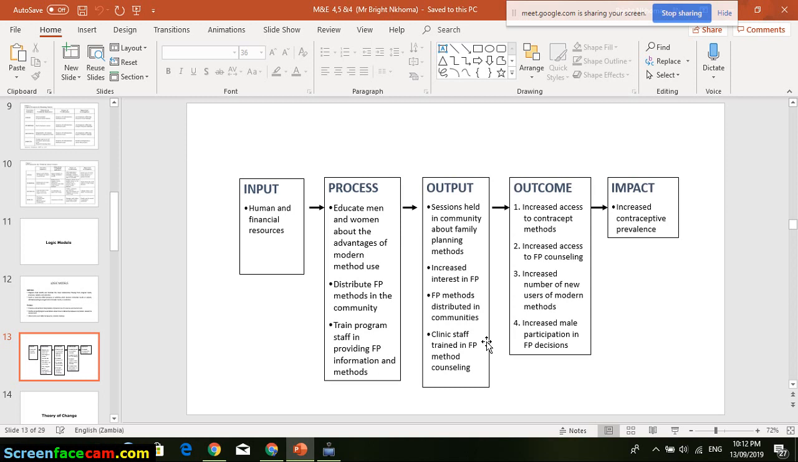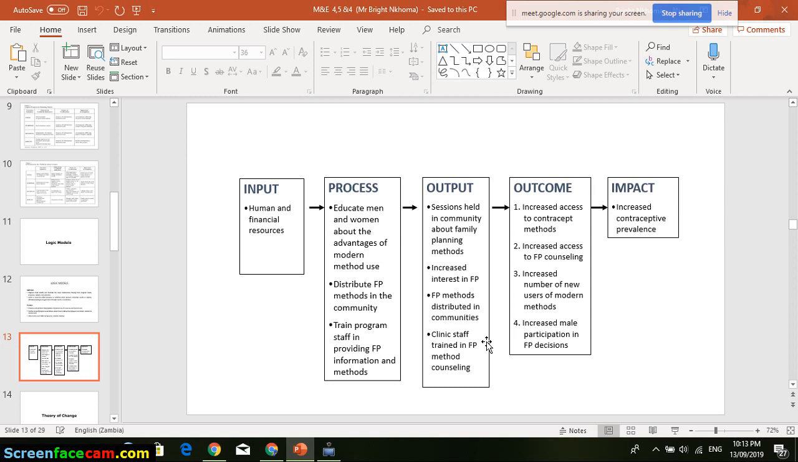This is an output, something that you can even report on today after you finish your workshop. Then an outcome will be that there will be increased access to contraceptive methods. Increased access is something that you can attain over time. It's not a one-day thing. I do agree that upon doing the sensitization, you might see an increase in demand or in access to contraceptives. But the question is, have we sustained that? We can only say that there's increased access to contraceptive methods if we can sustain that over a period of time. Then that will qualify to be an outcome.